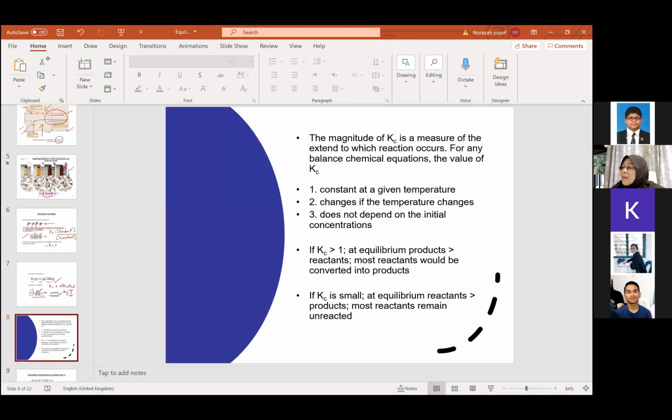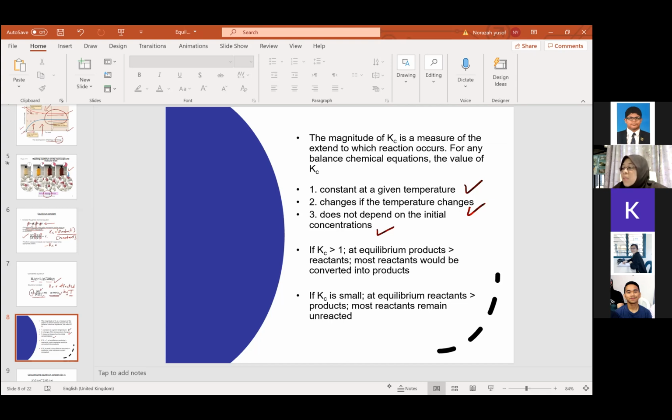So these are the characteristics of Kc, the equilibrium constant. Constant at a given temperature means that if you are doing the experiment at the same temperature, then the equilibrium constant should be similar. Of course, it will change if the temperature changes, and it does not depend on the initial concentration. So if you use different initial concentrations, you will achieve the same Kc unless you use a different temperature.